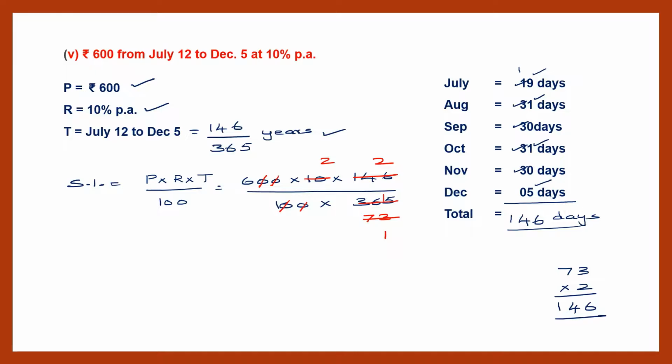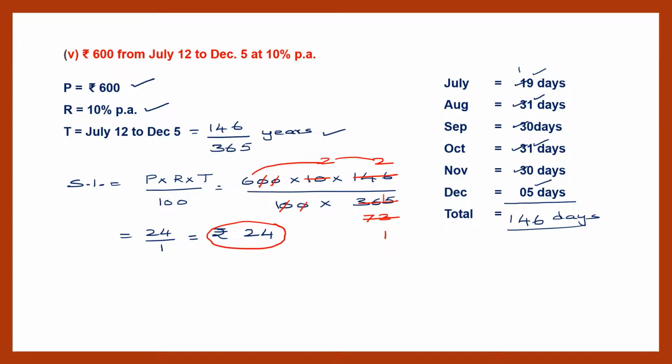Now let's multiply the numerators. 6 twos are 12, 12 twos are 24. So in the numerator we have 24, in the denominator we have 1, that is 24 by 1 is 24. So simple interest is 24 rupees. So we have answered the first part of the question. What is the simple interest? Now we have to find the amount. So what is the amount? It is principal plus simple interest, and principal is 600 rupees and the simple interest is 24 rupees. So what is the total amount? Total amount is 624 rupees.